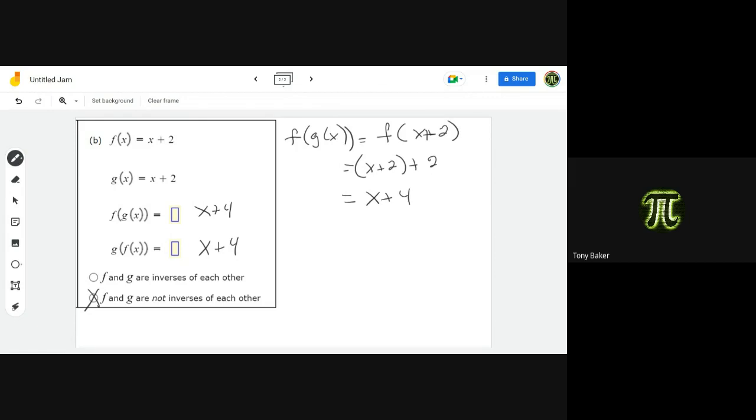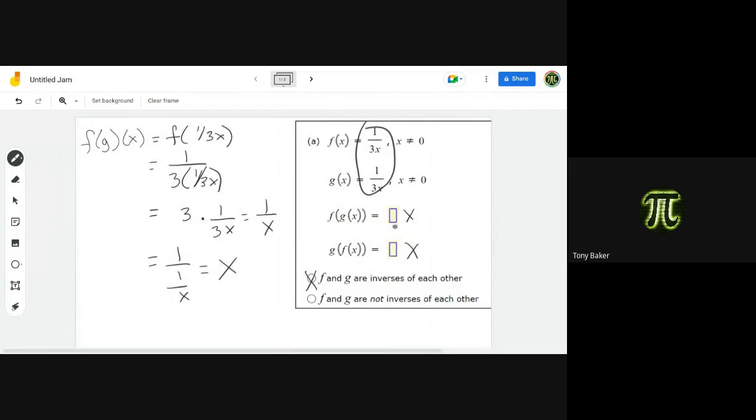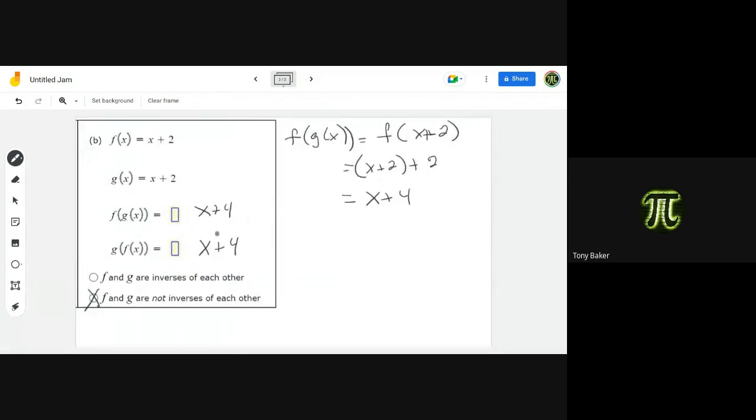It's not that they're the same. They have to be x. So if one of them was x minus 4, then they would be inverses. In this case, they were both x, so they are inverses of each other. In this case, they're the same, but they are not x. So they are not inverses of each other. Okay?